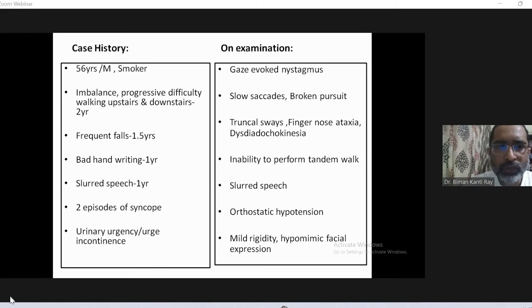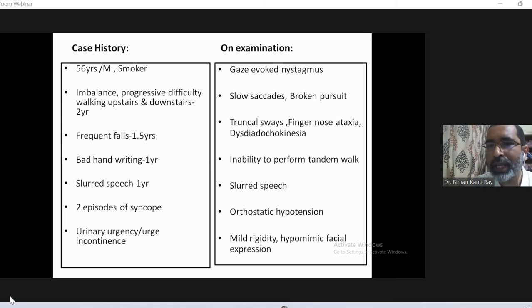So it is a case of a 56-year-old male patient, smoker, non-hypertensive, non-diabetic. He presented with imbalance, progressive gait difficulty, difficulty in walking upstairs and downstairs for the last 2 years, frequent falls for the last 1.5 years, bad handwriting for the last 1 year, and slurred speech for 1 year. There are 2 episodes of syncope, and there is a history of urinary urgency and urge incontinence. With this history, he presented to our OPD.